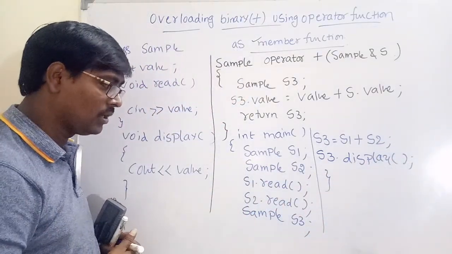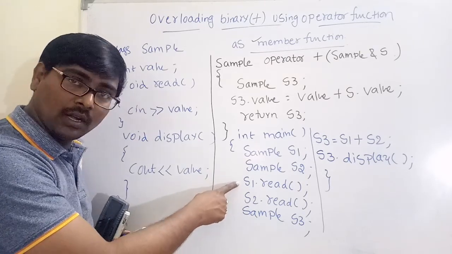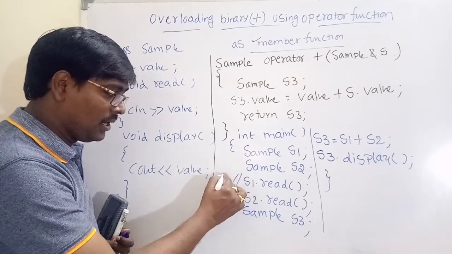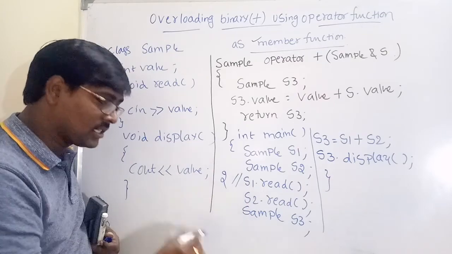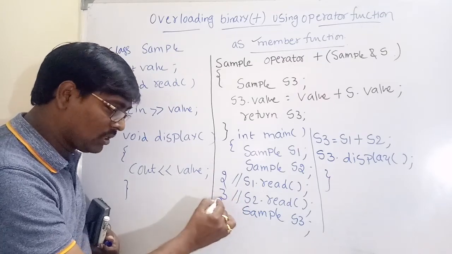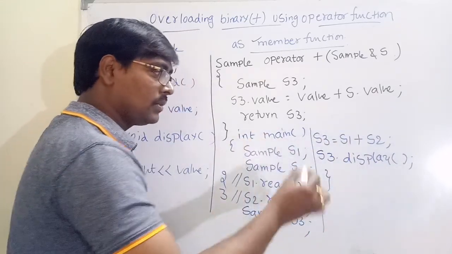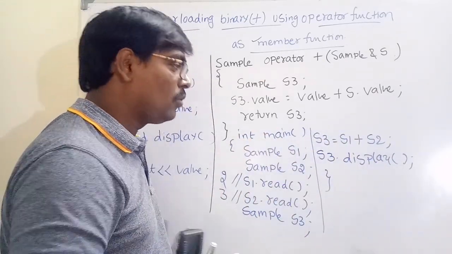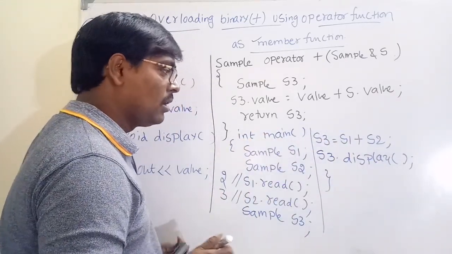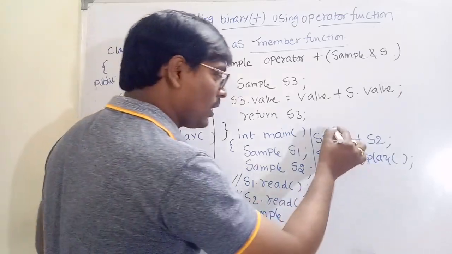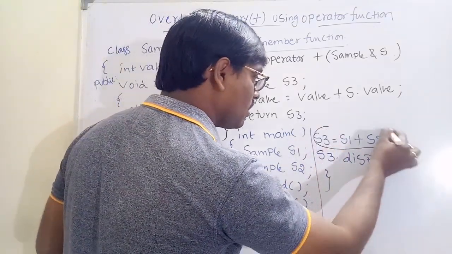Now observe carefully. First S1 dot read. Suppose I am reading a value 2 for object S1. I read a value 3 for object S2, and 2 plus 3 is 5. Here you have to know one point. What is that one? What happens if you write like this?